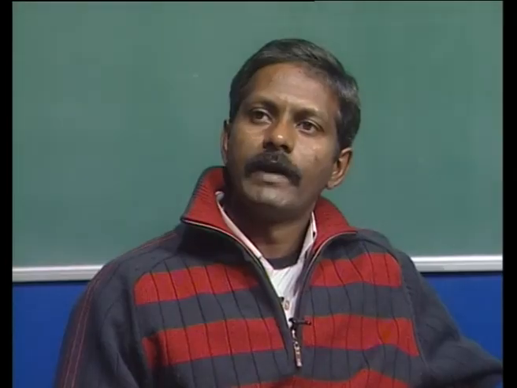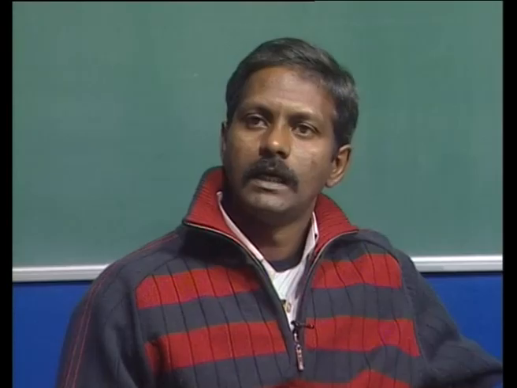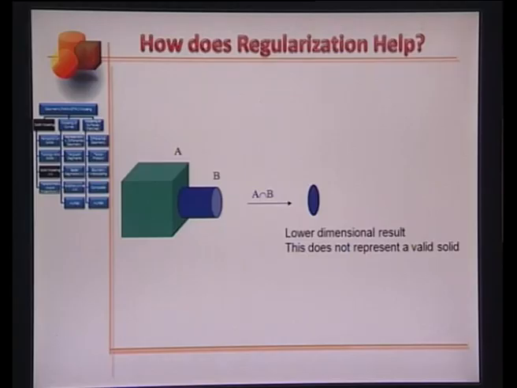Using the cube and the cylinder example, let's try to understand now how regularization would help. Recall that we had computed the intersection between the cube A and the cylinder B to get a low dimensional result, which was a disk. Let's take into perspective regularized intersection. We compute the intersection of A and B in the raw form to get a disk, and if we now compute the interior of the disk, we'll find that the result will be a null set, and the closure of a null set would again be a null set.